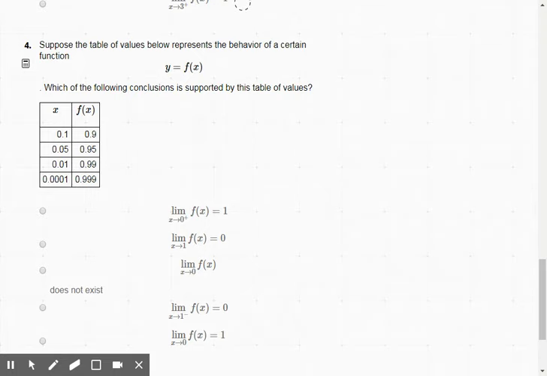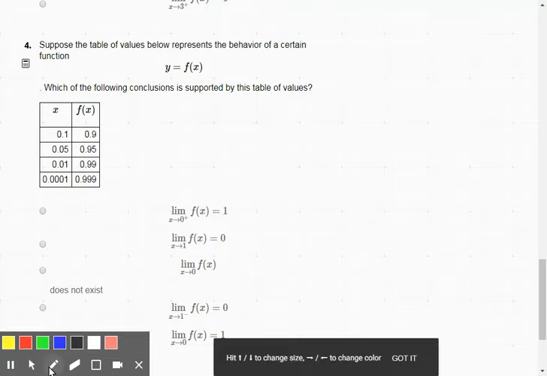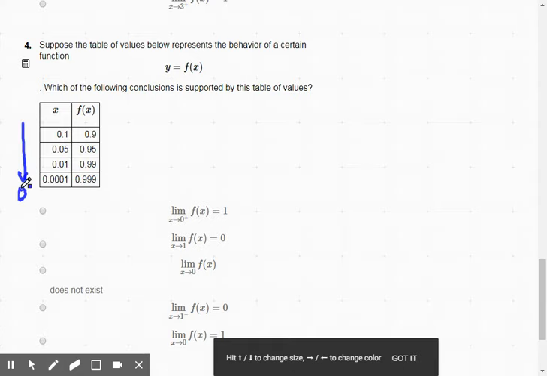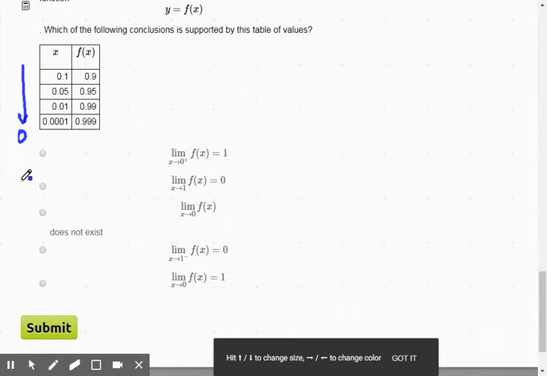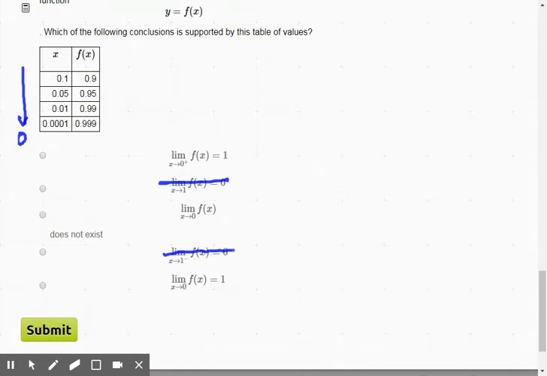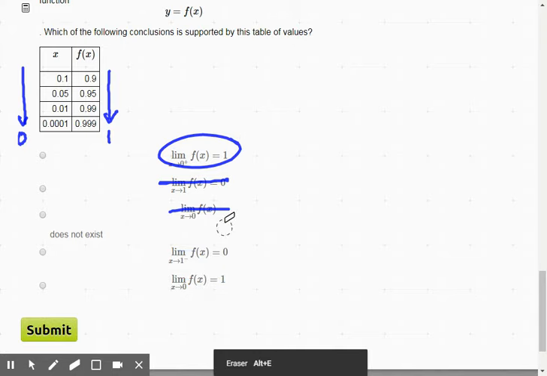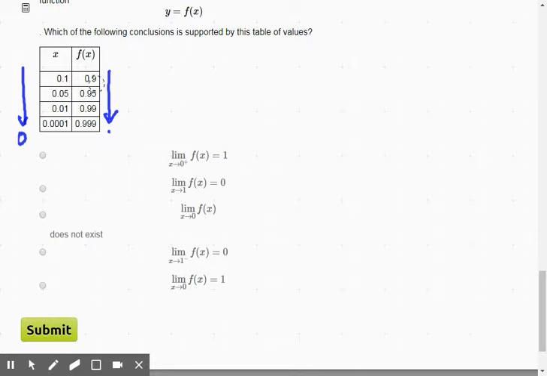Number 4, suppose the table of values, same kind of idea. Let's see here, what are our x values getting closer to? Our x values are getting closer to 0. They're getting smaller and smaller, so our x values are approaching 0. So eliminate that one, eliminate that one. We're not approaching 0 from both sides. So it's looking like the first one, but let's make sure our y values are indeed getting closer and closer to 1. So those are the questions for this first batch.